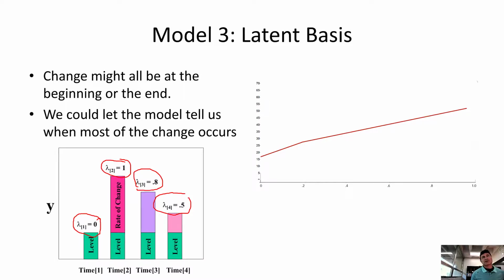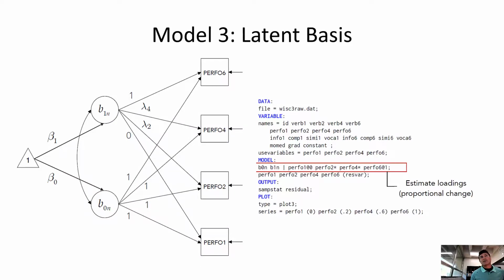Let me show you in our example a little bit more. So here is that line of code. I'm telling Mplus, start that slope at 0, end it at 1. So this is when all change occurs, but then tell us how much change is occurring here and here, how much of that overall change they're grabbing at each time point. That's really powerful because we're allowing Mplus to estimate that.